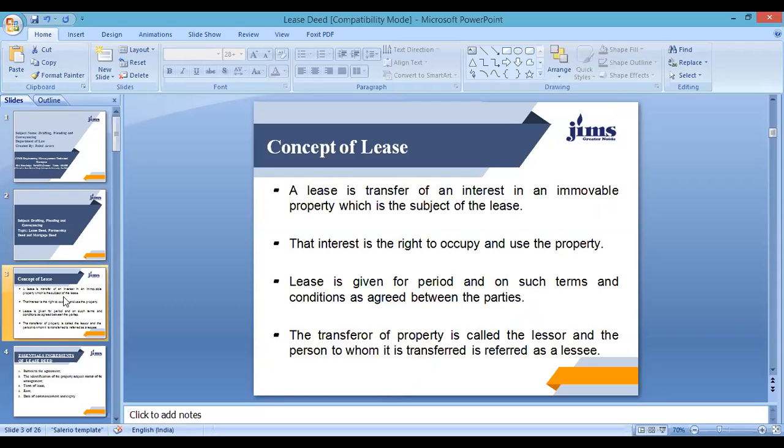As far as the drafting of lease deed is concerned, one must be thorough with the concept of lease. As such, we may refer to certain important essentials and the definitions of the lease.